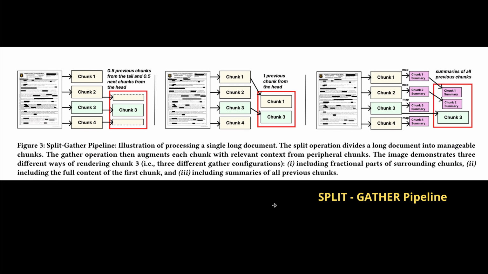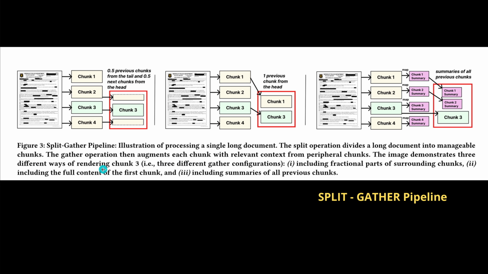There are a lot of possibilities for how you can build your split gather pipeline. I refer here to figure 3. So, processing a single long document, the split operation divides the long document into manageable chunks: chunk 1, 2, 3, and 4. And the gather operation now augments each chunk with the relevant context from peripheral chunks.